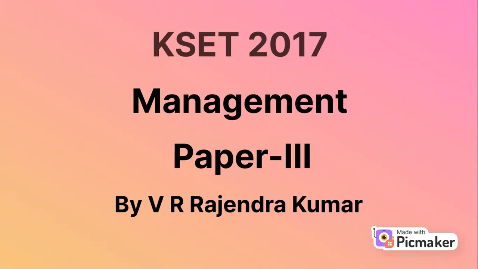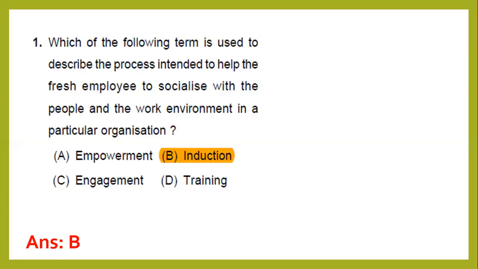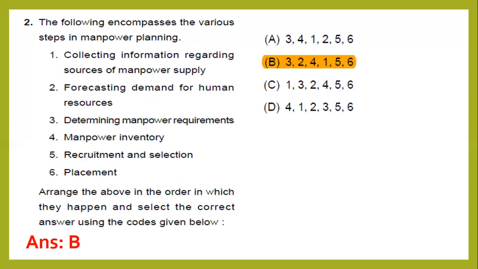So the first question: which of the following terms is used to describe the process intended to help the fresh employees to socialize with the people and the work environment in a particular organization? So this process is called induction. Therefore the correct option is B, induction.